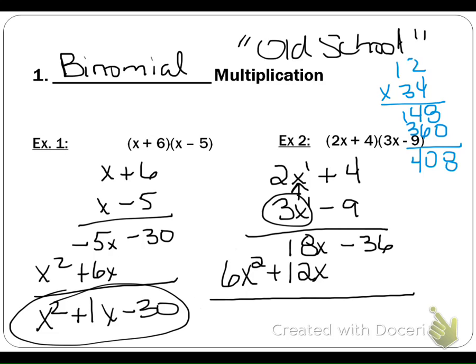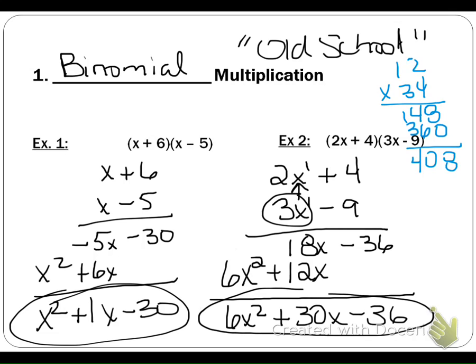Now I need to add up my partial products. 6x squared plus 18 plus 12 is what? 20 is 30. 30x minus 36. Right? So that's the old school or binomial multiplication method.